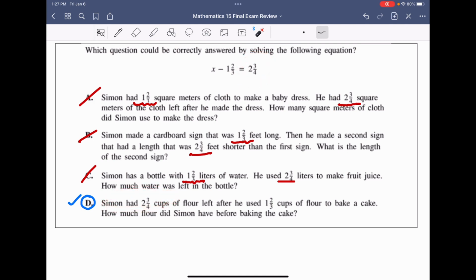Then he uses 1 2/3 cup of flour to bake a cake. How much did he have before baking the cake? Well, this is x. That's the amount before he started baking the cake. And then the amount he uses should be subtracted away, which is that 1 2/3, which is subtracted away. So that one clearly lines up here.